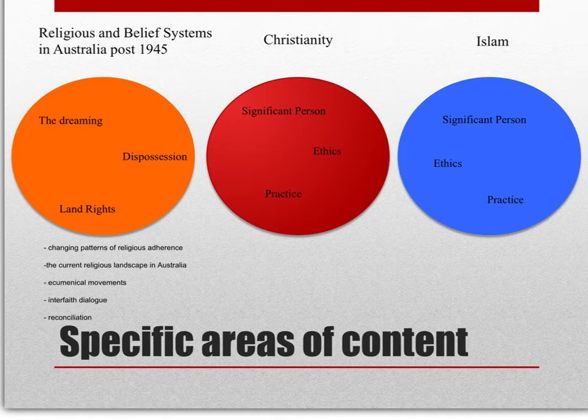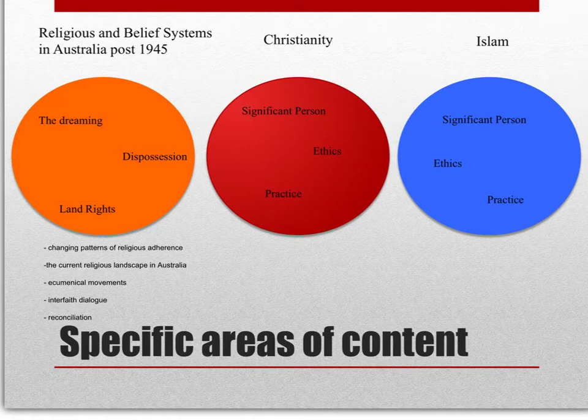And because I'm a little bit of a goose and got ahead of myself, I forgot to put the other components in, which is concerned with religious expression in Australia, which is the second part of the first unit, and that's broken up into changing patterns of religious adherence, the current religious landscape in Australia, ecumenical movements, interfaith dialogue, and reconciliation.